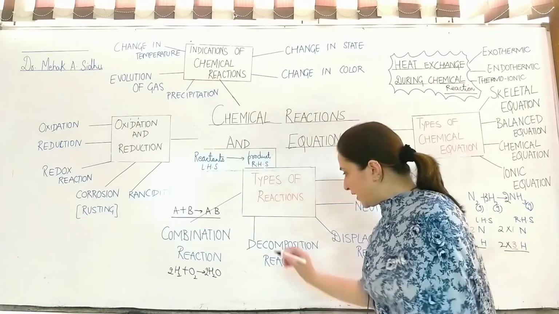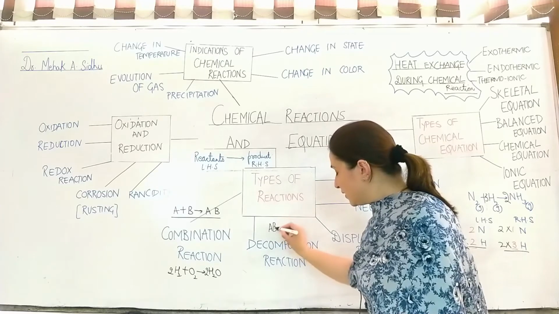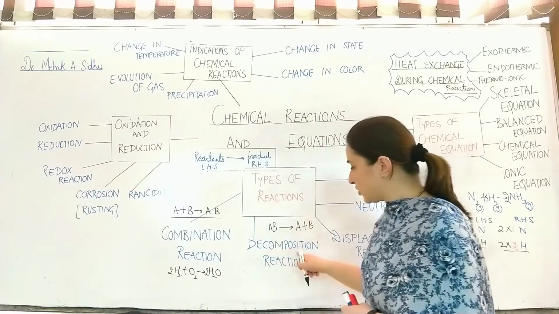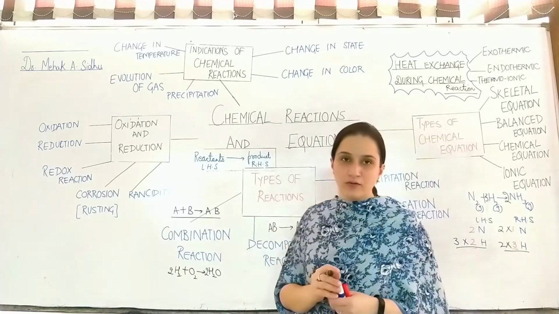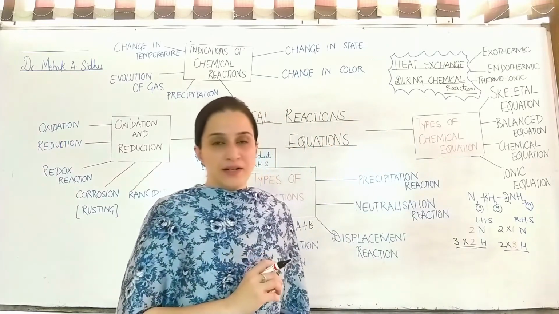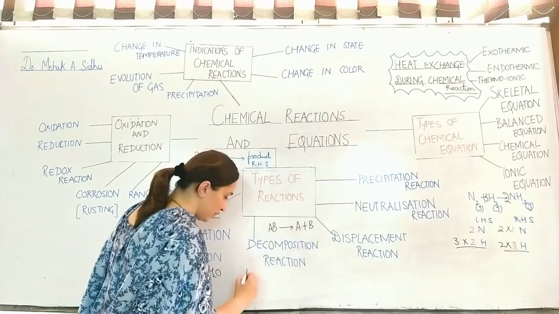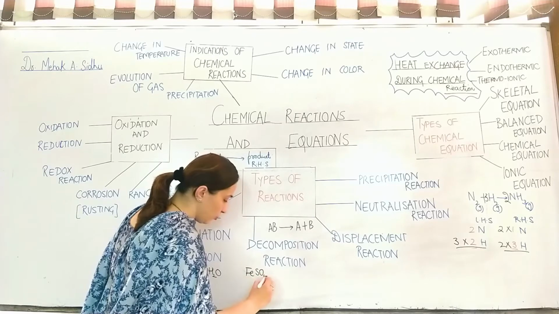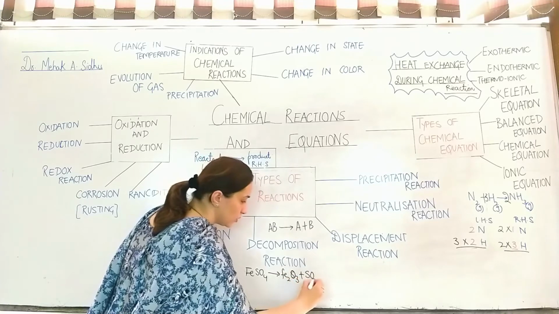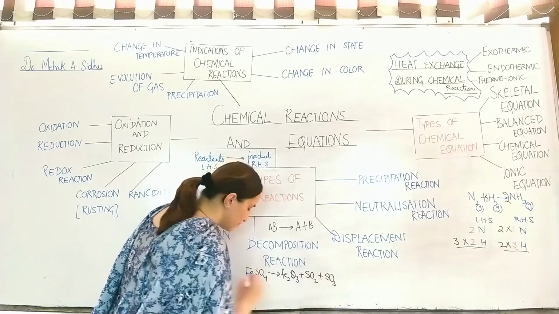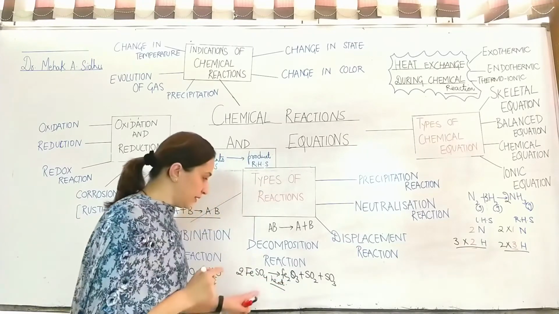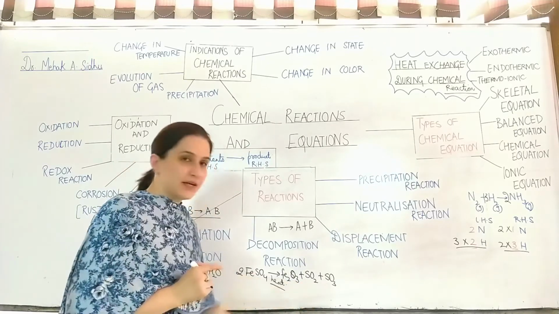In a decomposition reaction, a single reactant breaks down to form two or more products. That is why decomposition reaction is also known as the opposite of combination. You need to learn all the reactions that are given in your NCERT. I'm just quickly giving you one equation. FeSO4, when it is heated, forms Fe2O3 plus SO2 plus SO3. Again, balance it. On heating, ferrous sulfate forms ferric oxide, sulfur dioxide and sulfur trioxide.